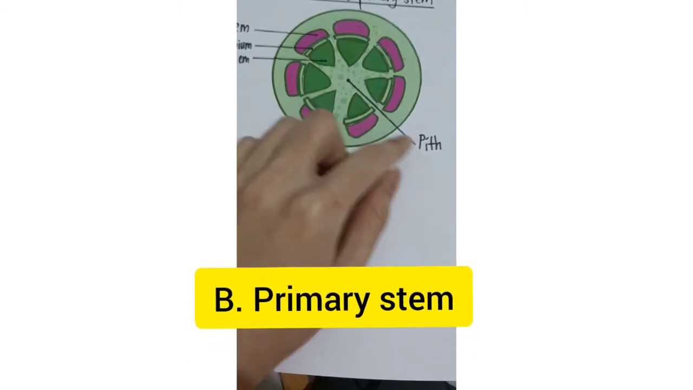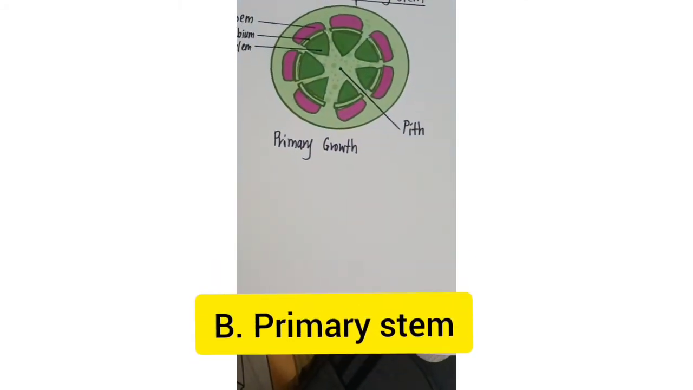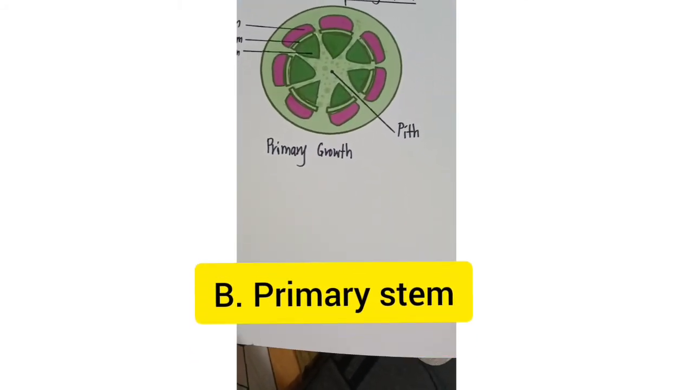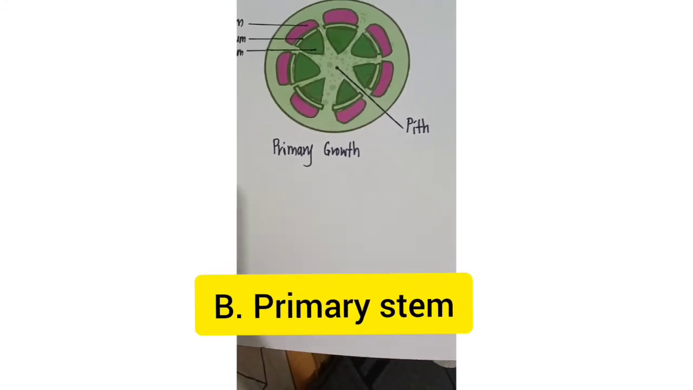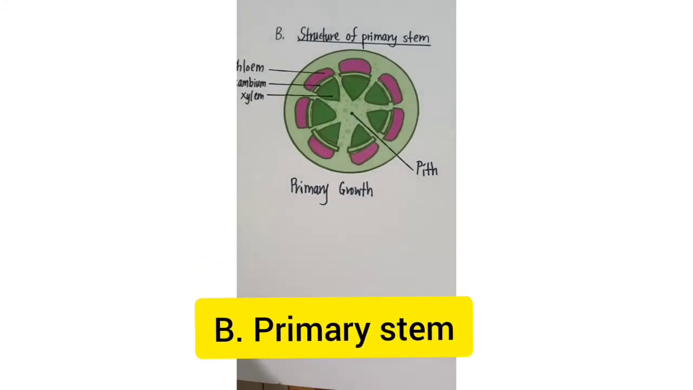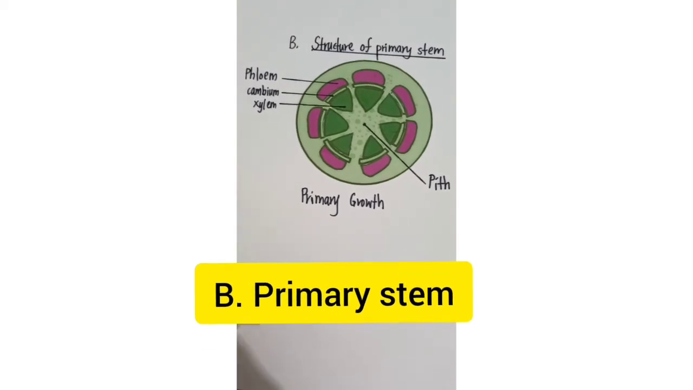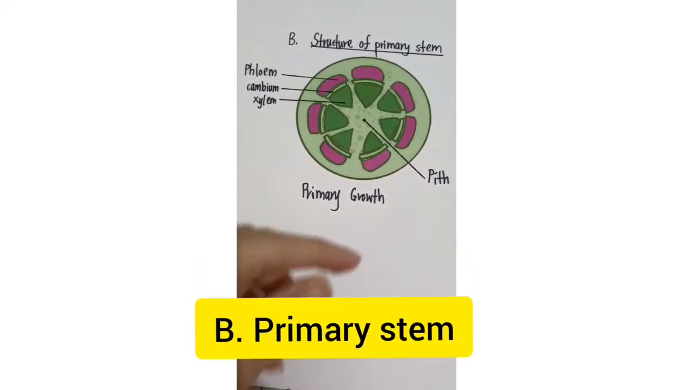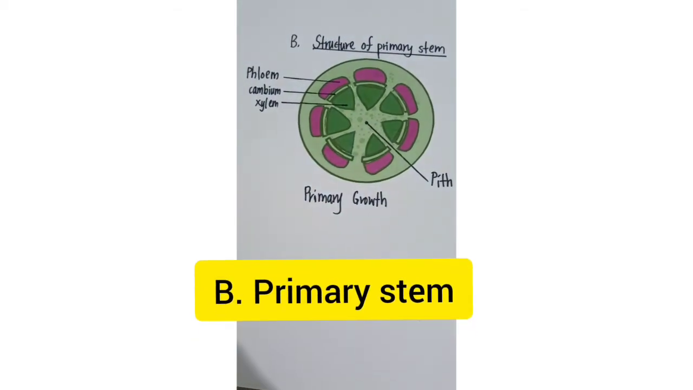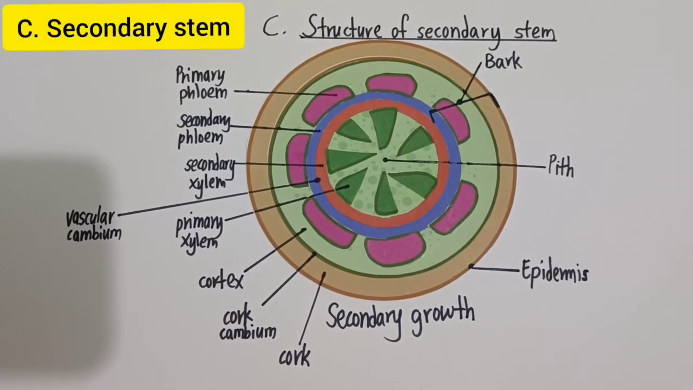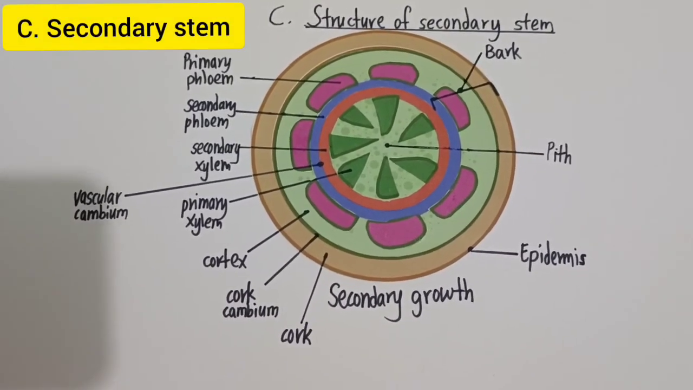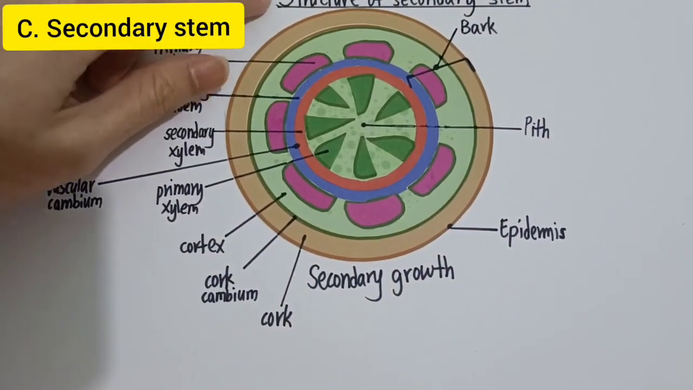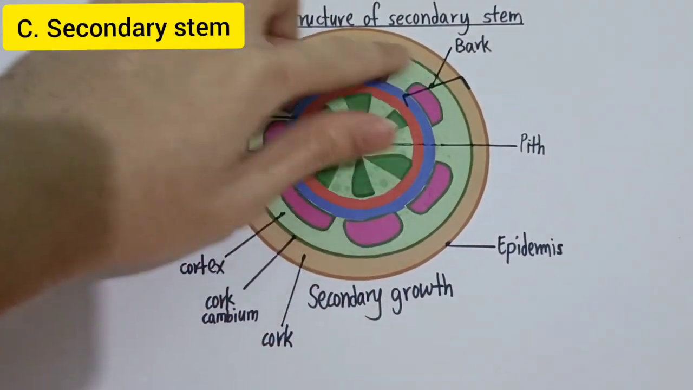The function of the pith is actually to store water and nutrients throughout the plant. So this is basically the structure of primary stem during the primary growth of plants. Next, let us learn about the structure of secondary stem. This structure right here represents the structure of secondary stem.